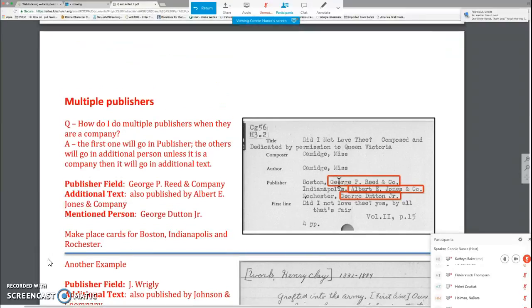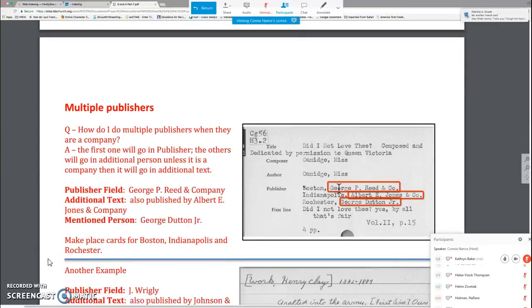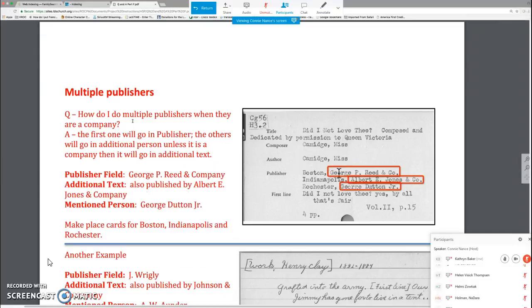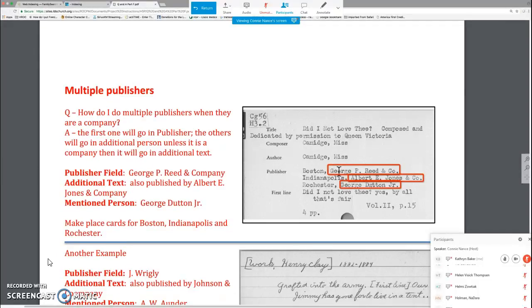On page 27 of the Q&A, I got a mistake. You may want to make a note, let your missionaries know about it. It has, what do I do with multiple publishers? This card has George P. Reed and Company, Albert E. Jones and Company, and then George Sutton Jr.